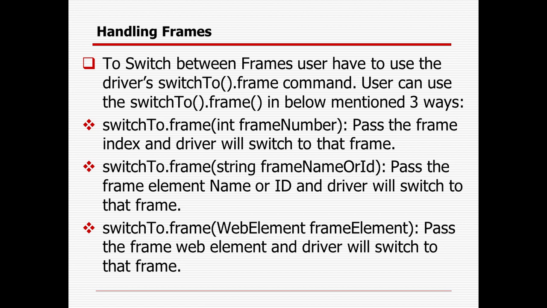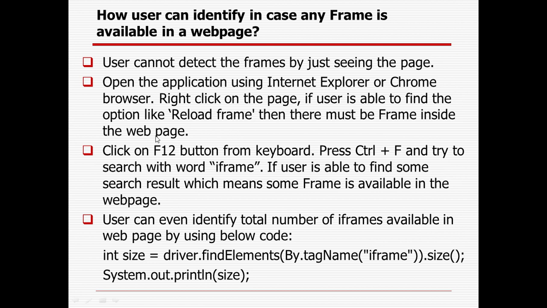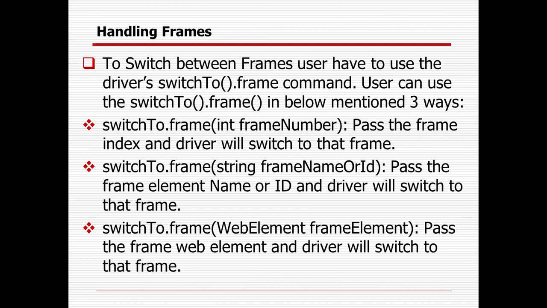In case you want to identify the frame, you need to click on that page and check whether the reload frame option is there. Another option is that you press F12, press Control F, and search for iframe. Once it's available you can get the count. If you know the count, you already know what the index will be for your particular frame. The indexing goes from left top to right bottom. And in three ways you can handle it using the switchTo.frame command, once you know the frame index number, name or ID, or the frame element reference. So that's how you can handle any frame.